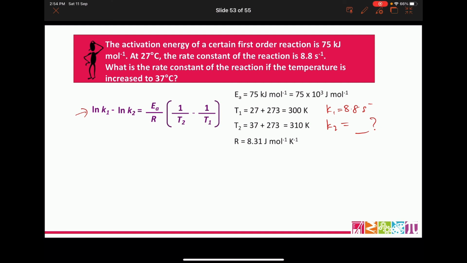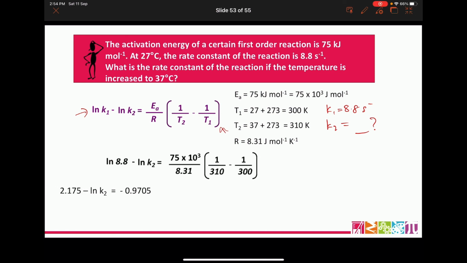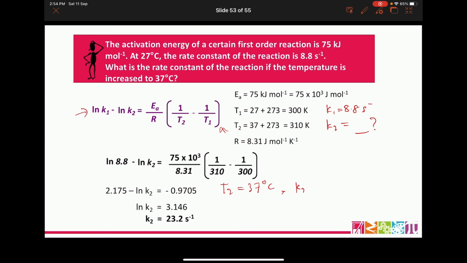By using the equation, you just substitute all the values into the equation, like this one. Then just calculate the value of k2, which is k2 equals 23.2 per second. So which means when T2 is 37 degrees Celsius, the rate constant is 23.2 per second.